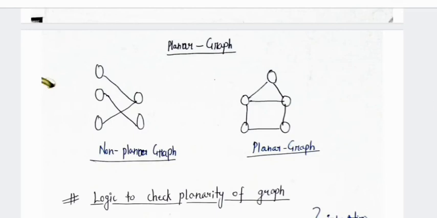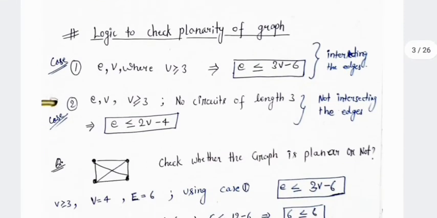Here two diagrams are given, on the basis of planarity and non-planarity, which define the planar graph and the non-planar graph. What logic is used to check the planarity of a graph, we discuss here. There are two logics and two cases used to check planarity. The first logic is defined as: when the vertices v is greater than or equal to 3, then the edges e is less than or equal to 3v minus 6.